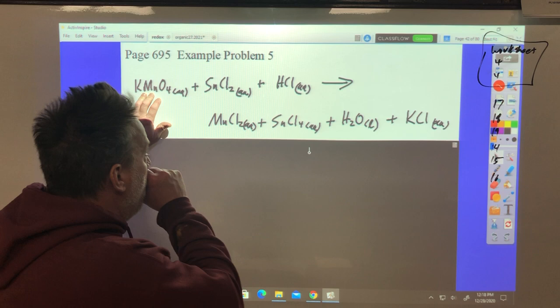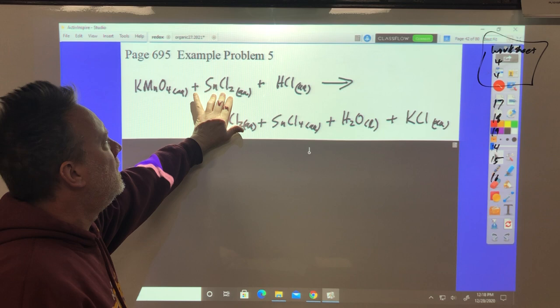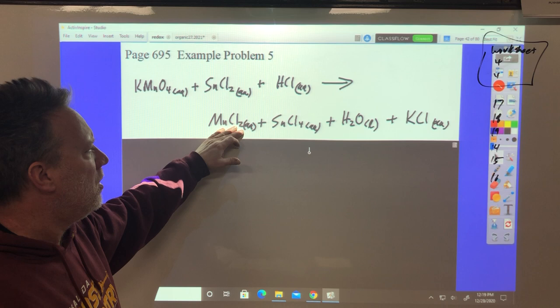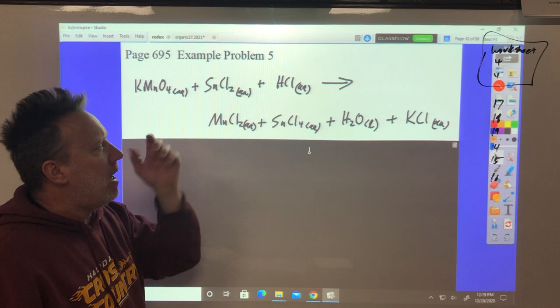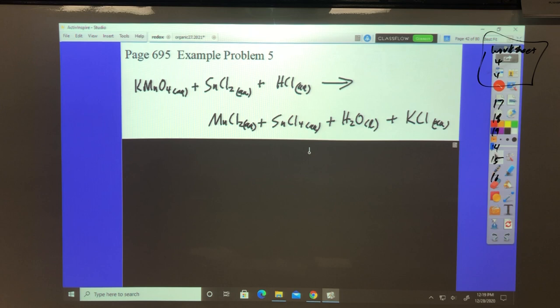So in example problem 5, you're going to put potassium permanganate, that purple stuff, with tin(II) chloride in an acid environment. It'll react and make manganese(II) chloride, tin(IV) chloride, water, and KCl. And you've got to balance this. You can't just balance this one by inspection like you can a regular equation. Even if you can once in a while, there are going to be some you can't do. You can't even guess your way there. So let's go through the steps.